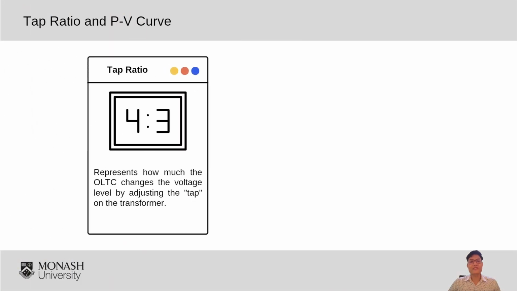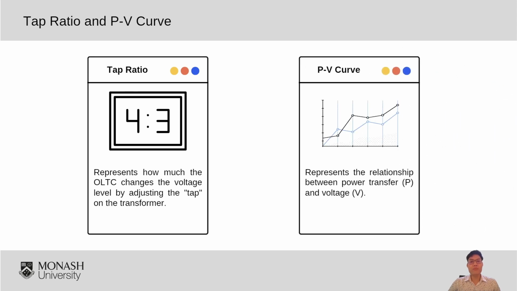Remember the transformer we discussed earlier? The OLTC tap ratio is what helps keep the voltage steady. By adjusting the taps, the OLTC can raise or lower the voltage by maintaining a stable range. And lastly, PV curves show how power transfer and voltage stability are connected.